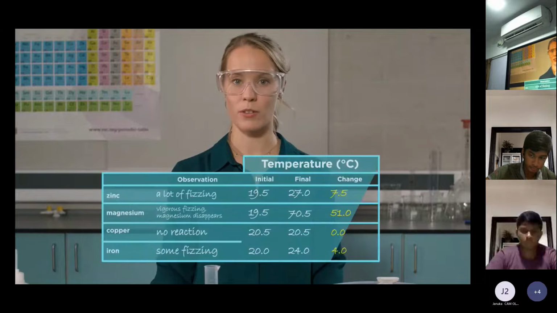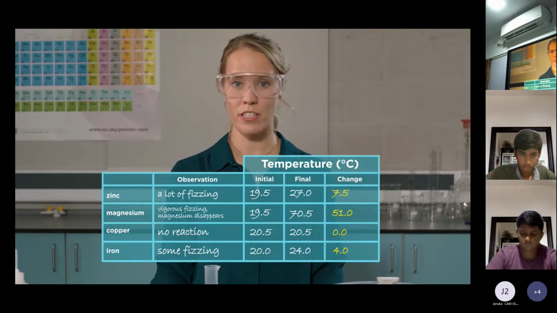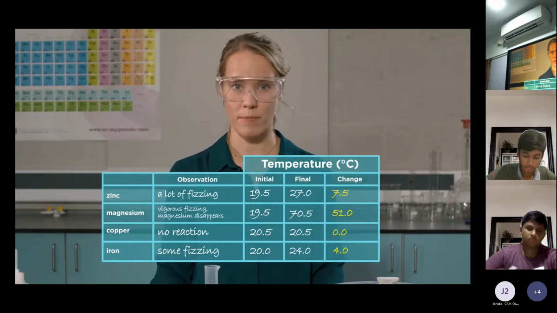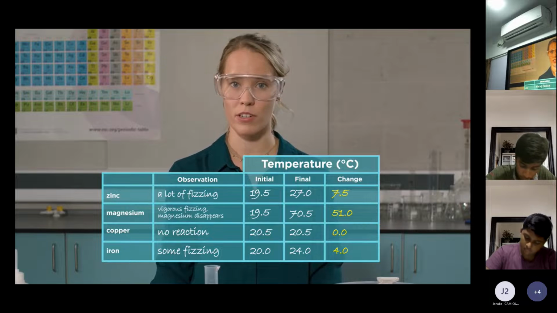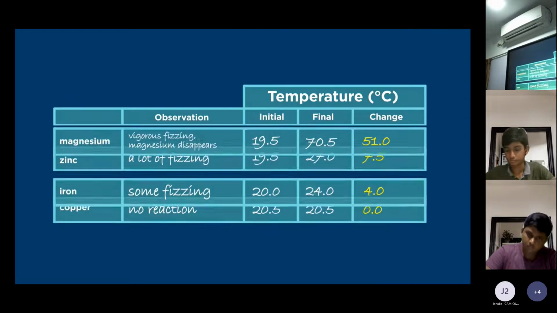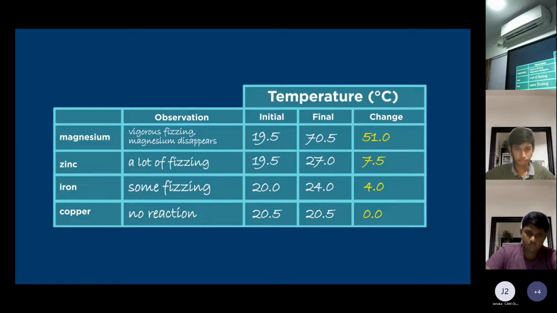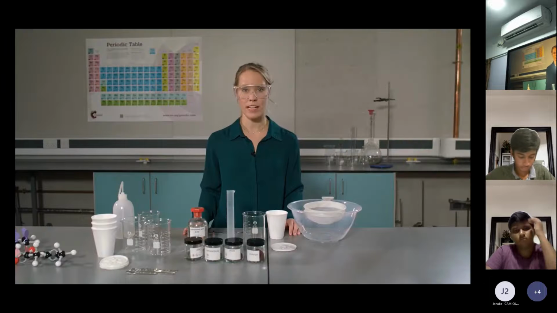You can put the metals into an order of reactivity based on the temperature rise, with the most reactive metal having the highest temperature rise, and then the least reactive metal having the lowest temperature rise. You need to know words and chemical symbol equations for these reactions. Now let's take a look at the products formed from these reactions.